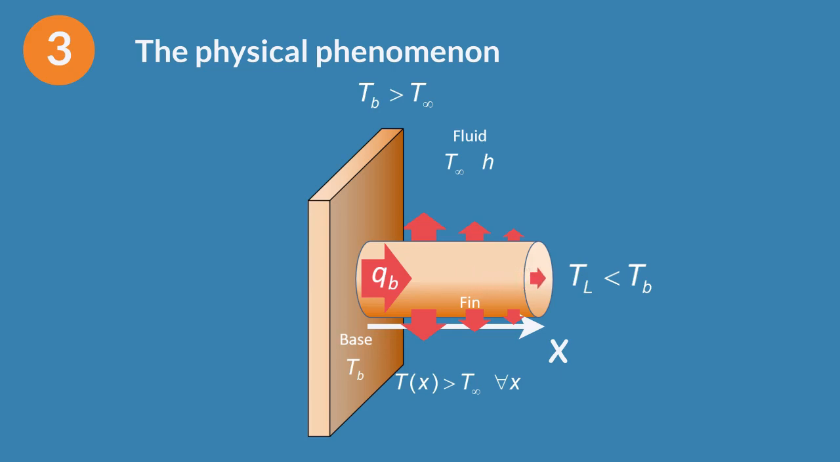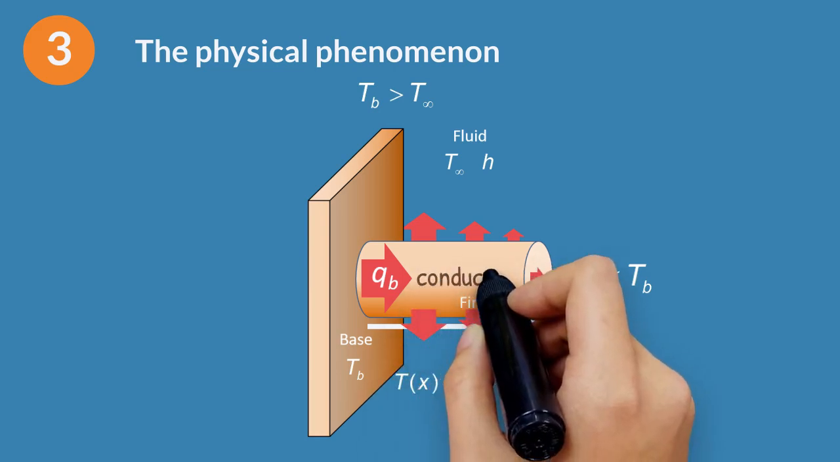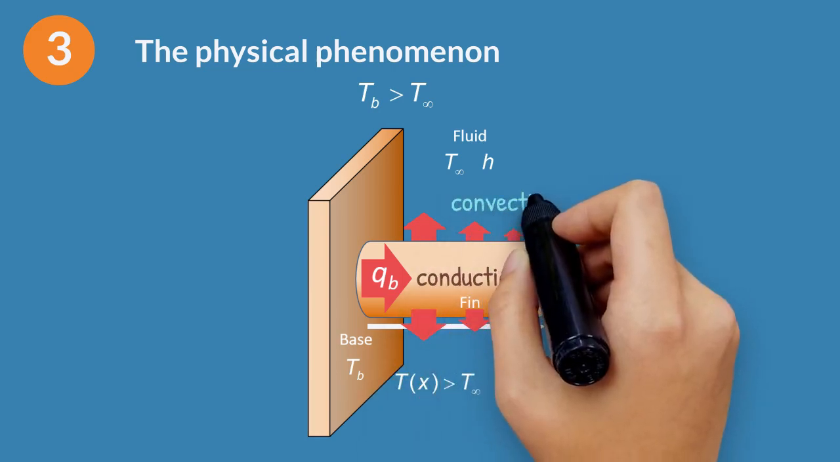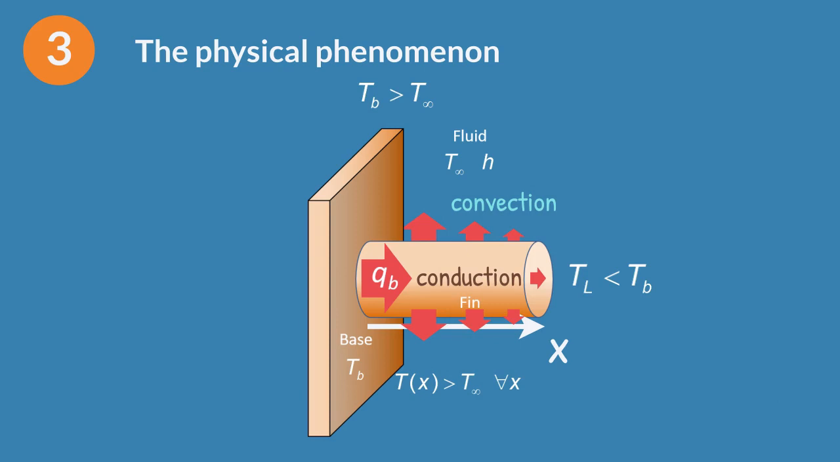Therefore, the heat transfer is a combination of two phenomena: the heat conduction through the section of the fin and the convection in the surface of the fin. We call QF the heat transfer rate from the fin to the fluid by convection.